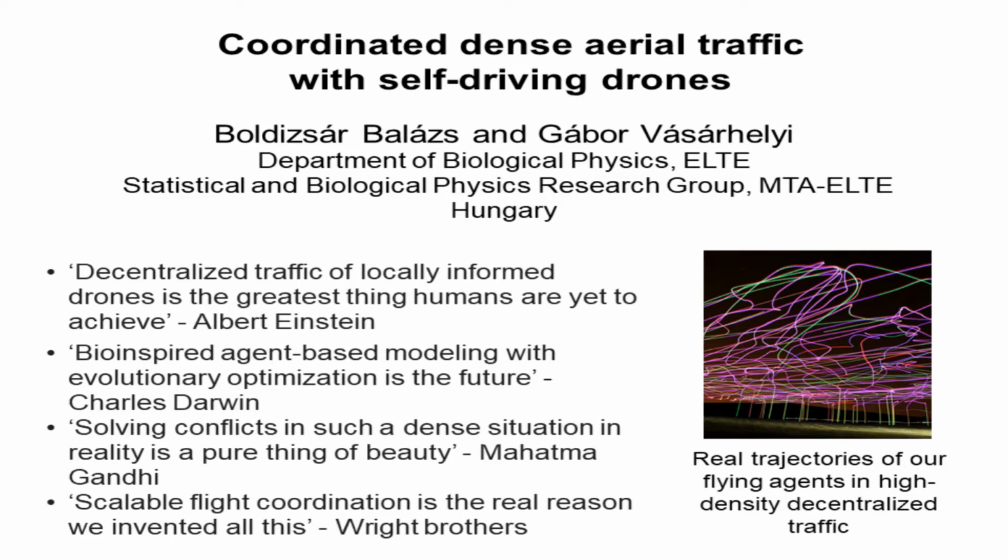Our paper demonstrates how 30 drones can fly together, solving crowded traffic conflicts autonomously. The importance of the work is shown by the obviously fake quotes. What you see now is our own fleet of 30 drones completing a traffic mission with a lot of conflicts.